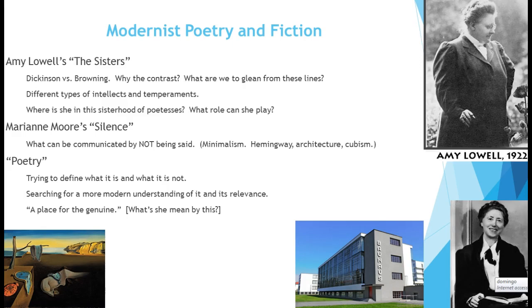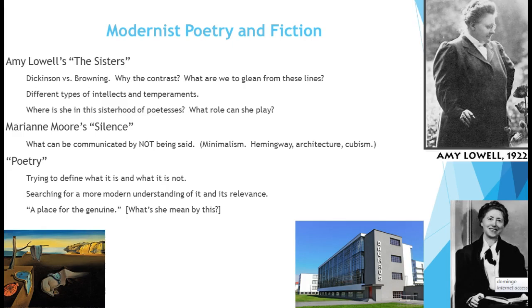Let's take a look quickly at poetry here. Her poem, written in 35. It's a poem about poetry, okay? And it's trying to define what it is and what it is not. The big thing that you want to understand is that she's really searching for a more modern understanding of what poetry is. I mean, everybody's talked about what poetry is for eons, right? What is poetry? Poetry is blah, blah, blah, right? Even the ancients, the Greeks and Romans, wrote about what poetry is and what it is not.